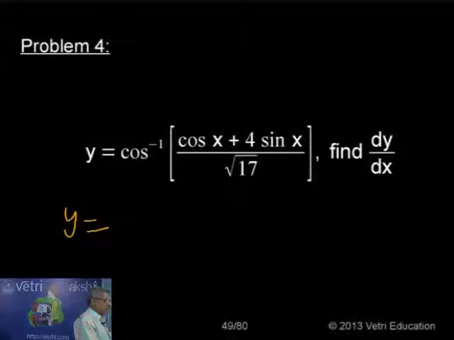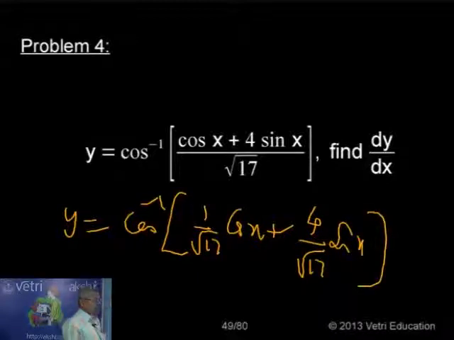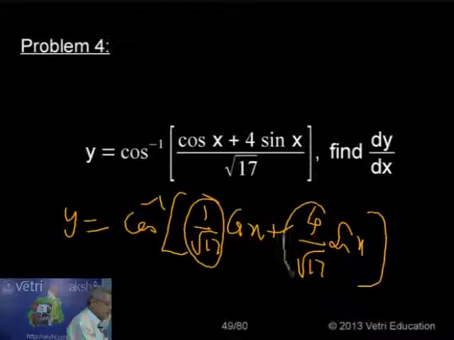What we do is cos inverse of 1 by root 17 cos x plus 4 by root 17 sin x. Now you can convert this to the form cos inverse cos a minus b, or cos inverse cos a plus b. For that, you can replace this by cos alpha, and we can replace this by sin alpha. How is that possible? For that, we are using this methodology.